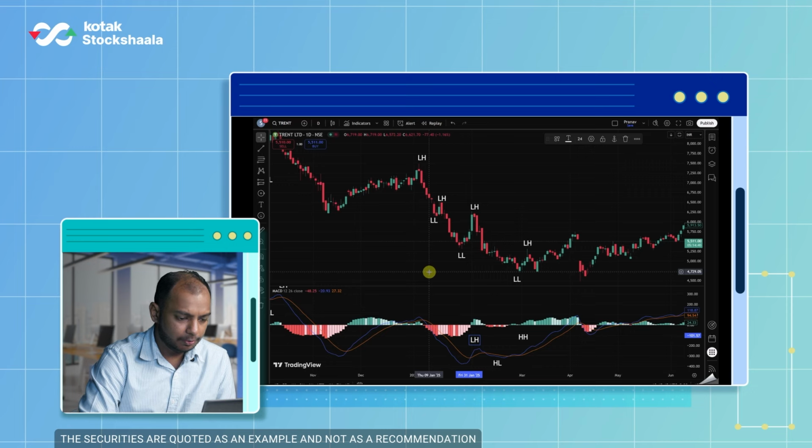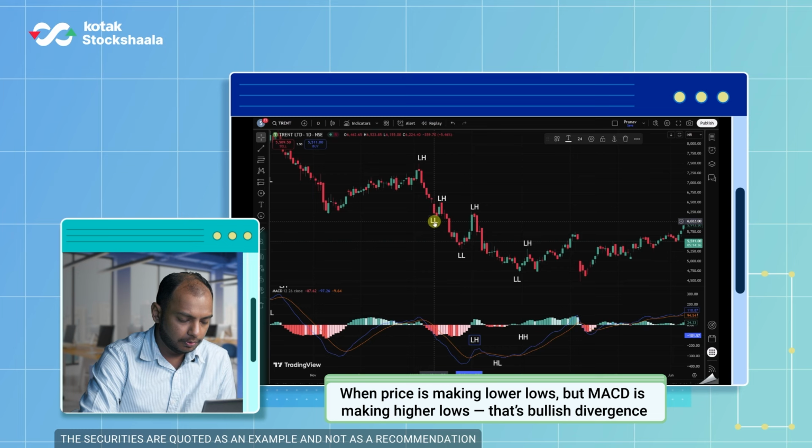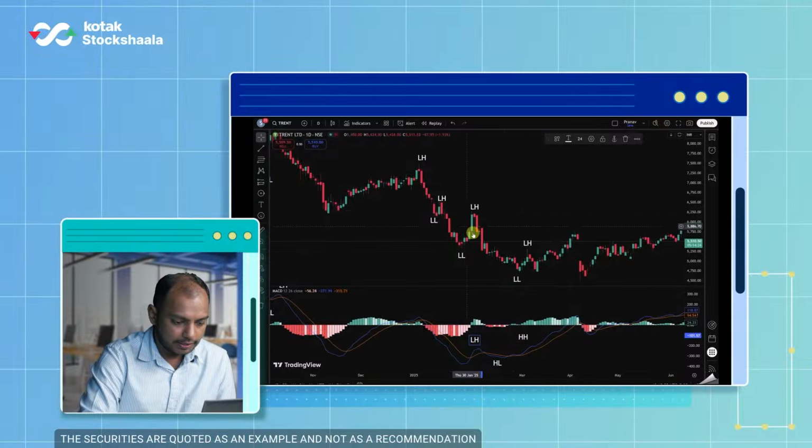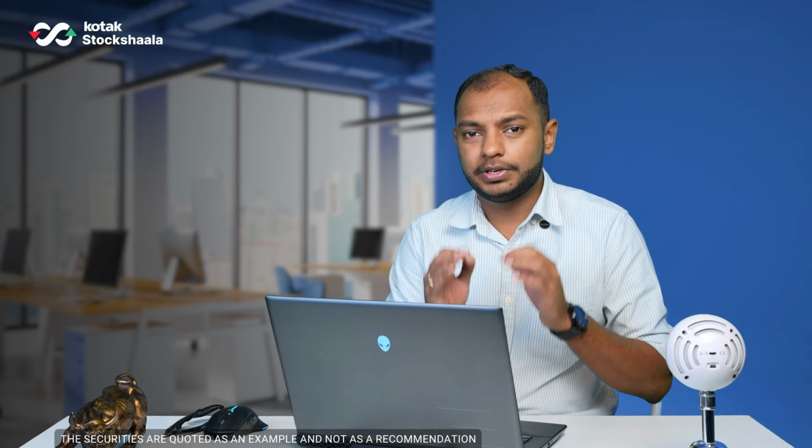Similarly, with bullish divergence, the price is making lower highs and lower lows, but on the other hand, the MACD is shifting from lower highs and lower lows to higher lows and higher highs. So this is called bullish divergence, where the price is pretending to go down, but it doesn't want to go down anymore. It's like the stock is tired of falling, but still it's pretending to.